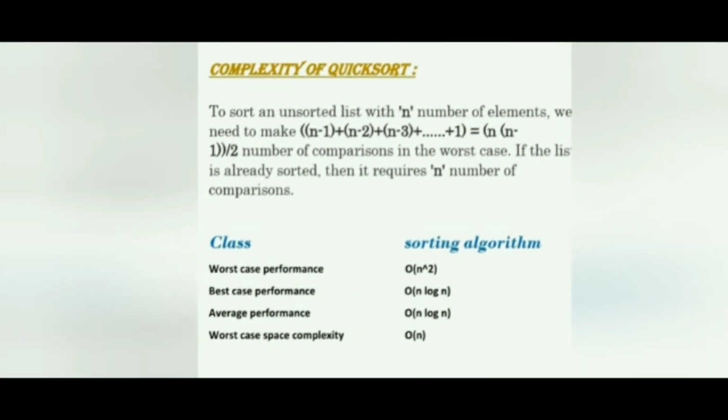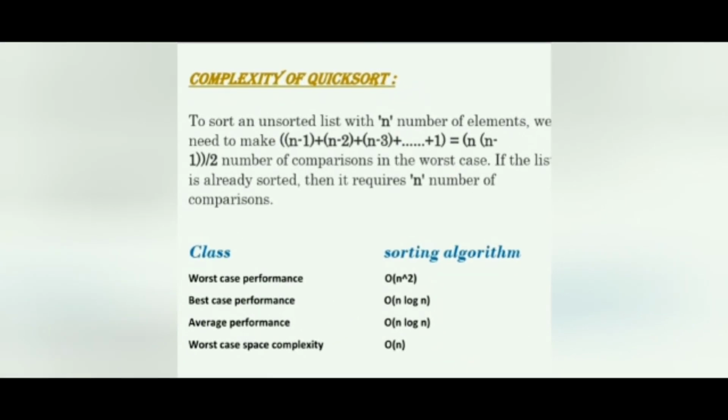Moving to the next topic, complexity of quicksort. Here, in the worst case performance, it is n squared. In the best case performance, it is n log n. And also in the average case performance, it is n log n. Finally, coming to the worst case space complexity, it is n.